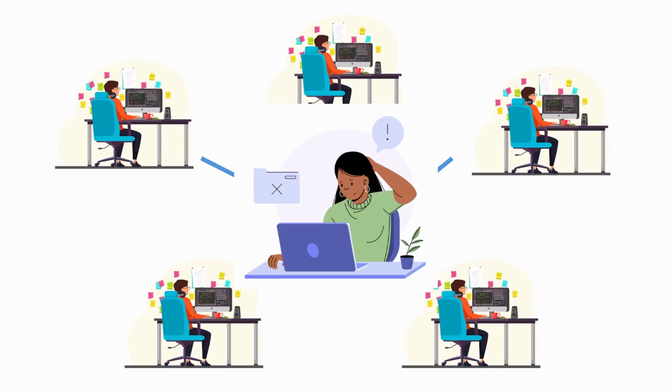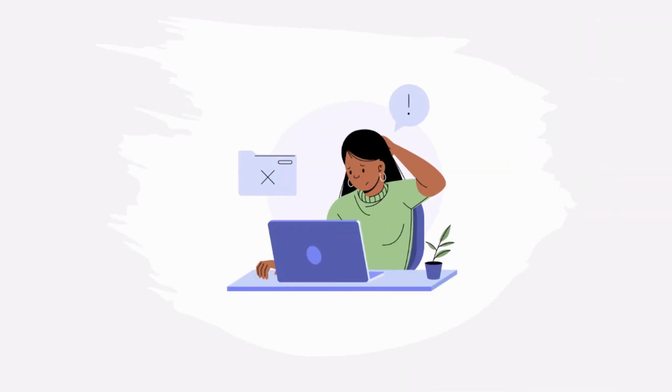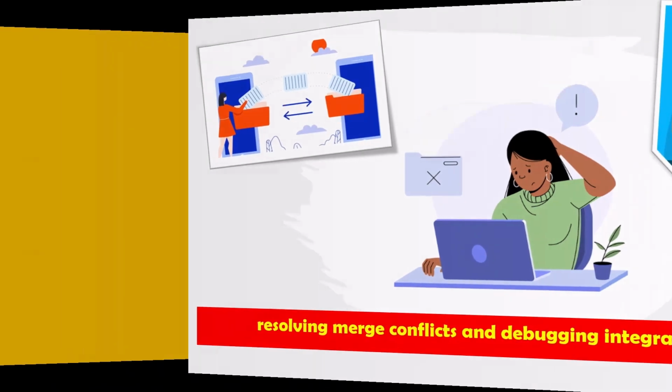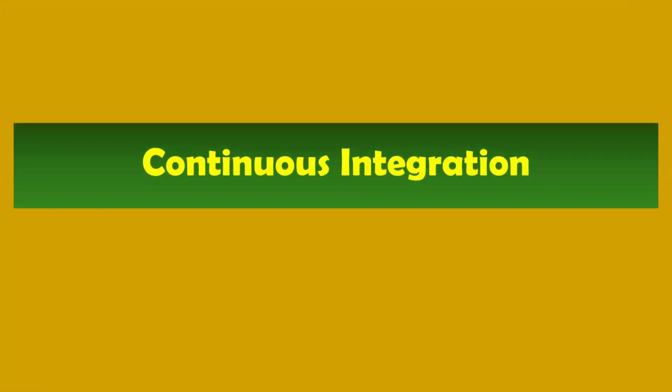Now imagine everyone works independently for 2 weeks. At the end of these 2 weeks, they all attempt to combine their changes into one project. This process of combining everyone's work is called integration. Unfortunately, if integration happens only after several days or weeks, many problems appear. Now developers spend days simply resolving merge conflicts and debugging integration issues. So continuous integration solves exactly this problem.